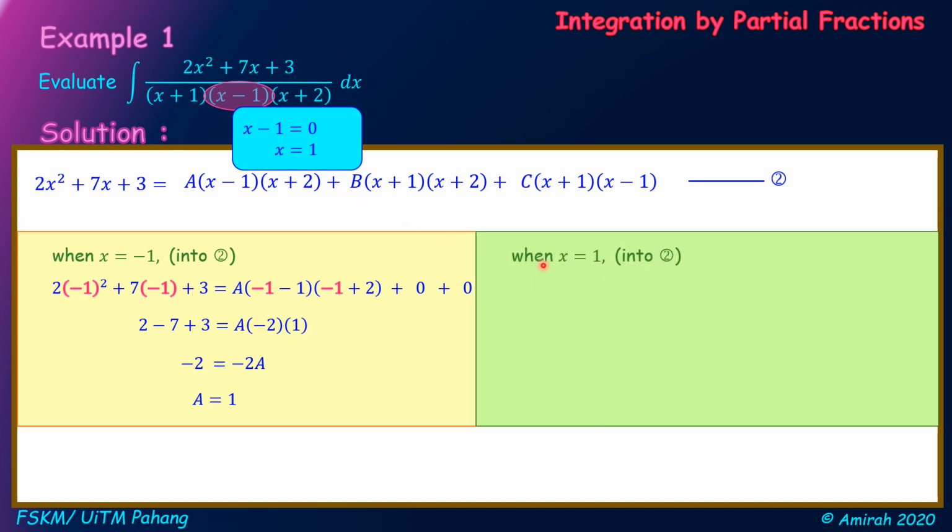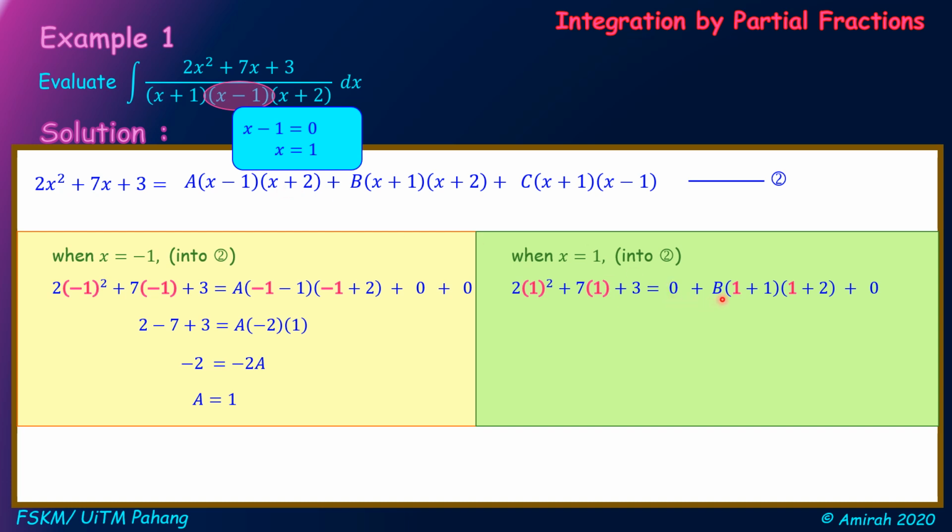Then when x equals 1, we substitute into equation 2. So we substitute 1 into variable x in equation 2. We get 2 times 1 squared plus 7 times 1 plus 3. And then when we substitute 1 into x here, we get 1 minus 1, which is 0. So we get 0 here, because 0 multiplied by any value will equal 0.